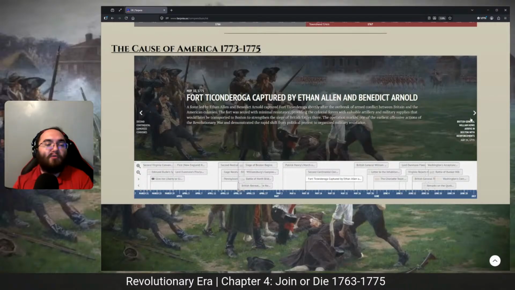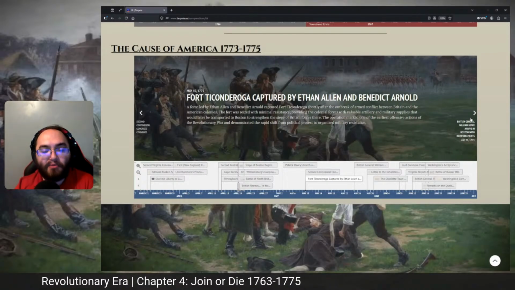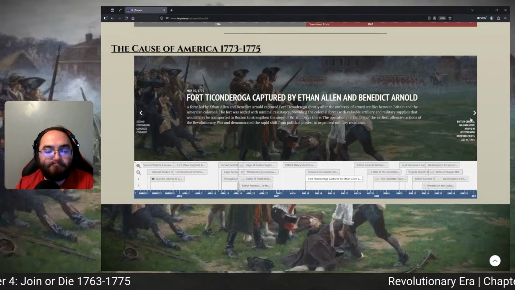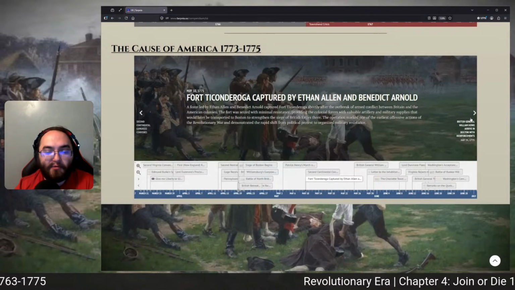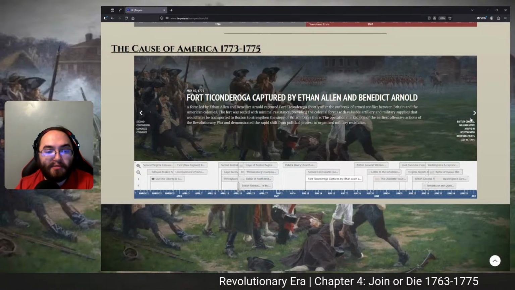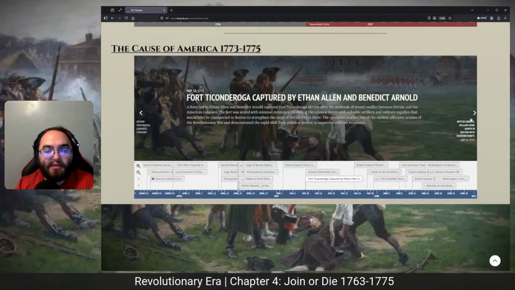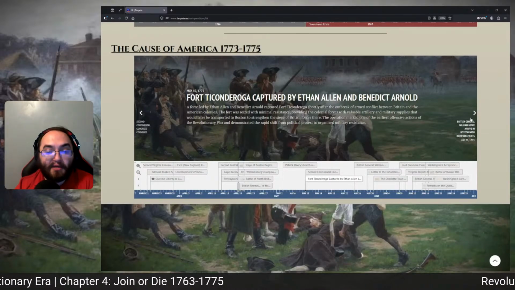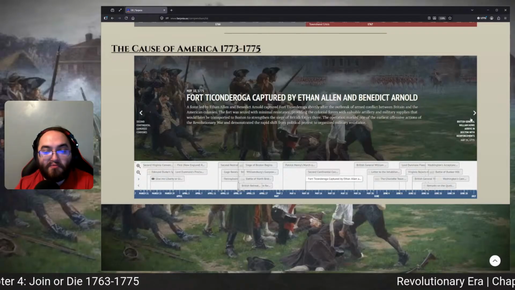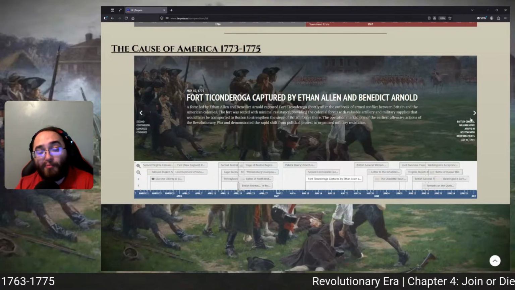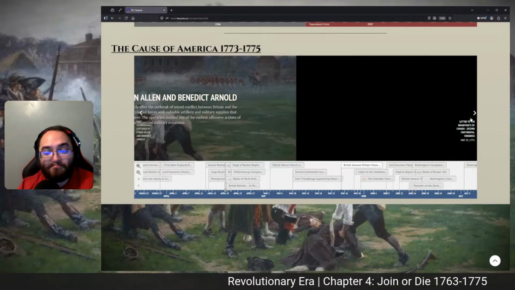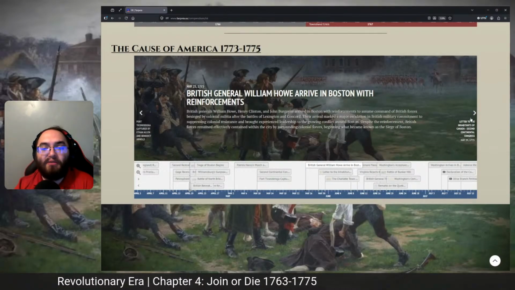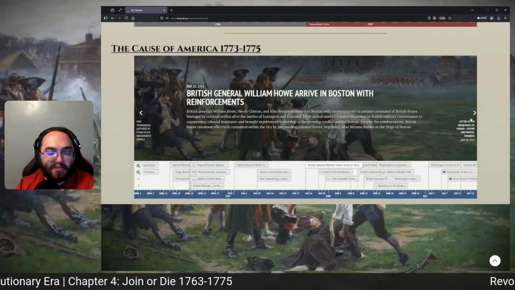And of course, Fort Ticonderoga is captured by Ethan Allen and Benedict Arnold shortly after the outbreak of the armed conflict between Britain and the American colonies. The fort was seized with minimal resistance and provided the colonial forces with valuable artillery, which will help at the siege of Boston. British General William Howe arrives in Boston with reinforcements.